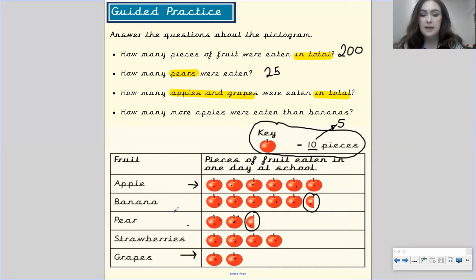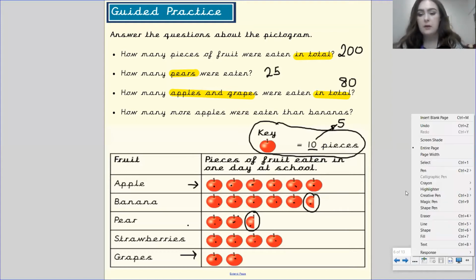So let's count in tens, because we know whenever we see this apple, it represents 10. So 10, 20, 30, 40, 50, 60, 70, 80. So we know that 80 apples and grapes were eaten in total. Now again, you could have just counted the pictures and then times it by 10, but it's quite easy to count up in tens, so it's quicker for us to count up in tens there.